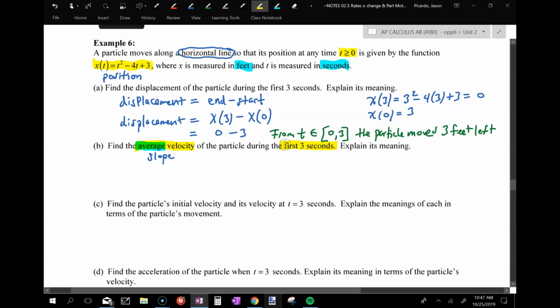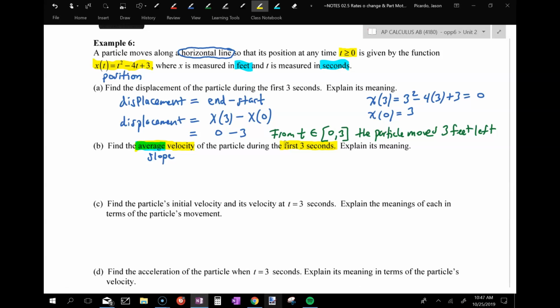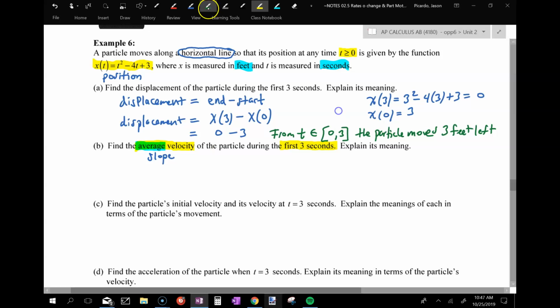Because I want to know the average velocity during the what? During the first 3 seconds, right? Yeah, so that immediately tells me it can't be a derivative, because what does a derivative do? Gives me a velocity at a moment, at a time, right? At one time, not over the course of 3 seconds, right? That wouldn't work, okay?